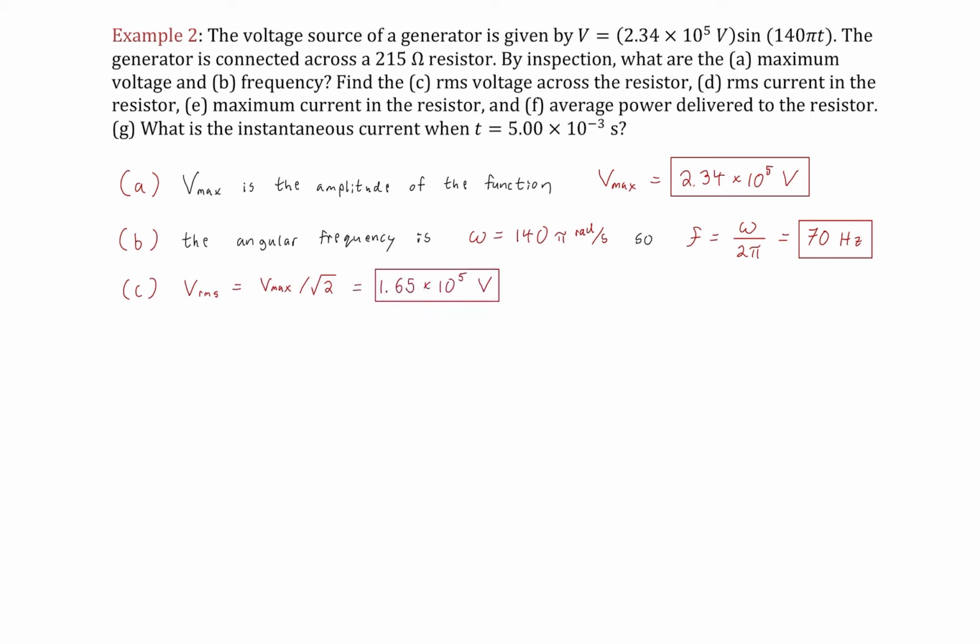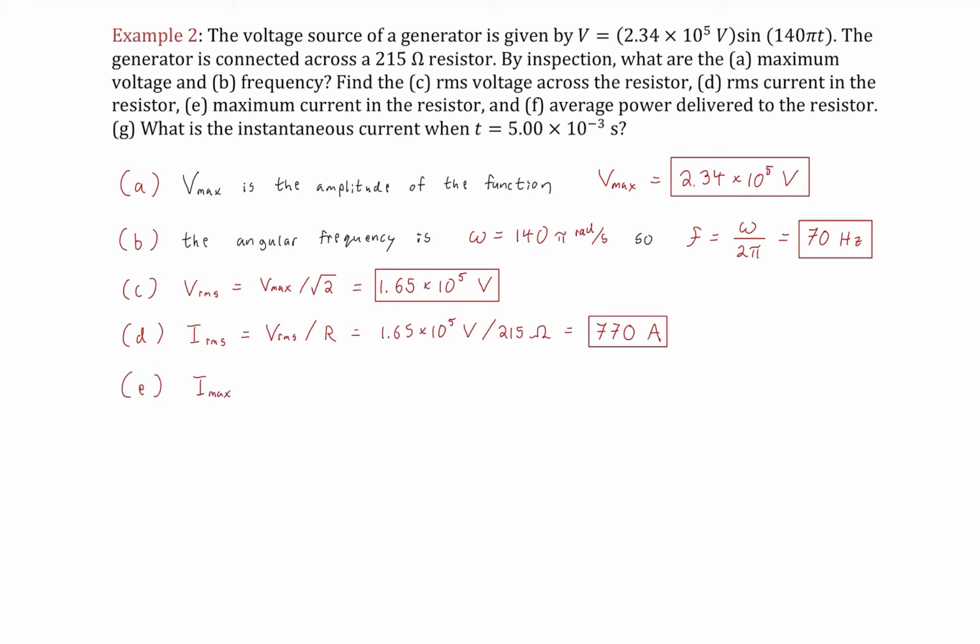And we get 1.65 times 10 to the 5 volts. And then let's go ahead and find the RMS current. I bet you can guess we're going to use Ohm's law. Sure enough. All right, so plug in our values, and we get 770 amps, right? So very high current.